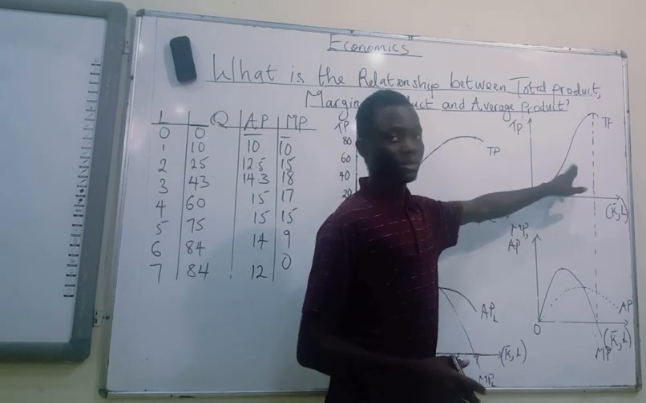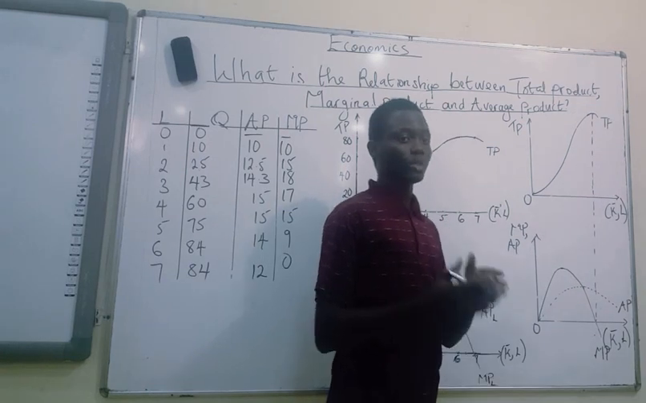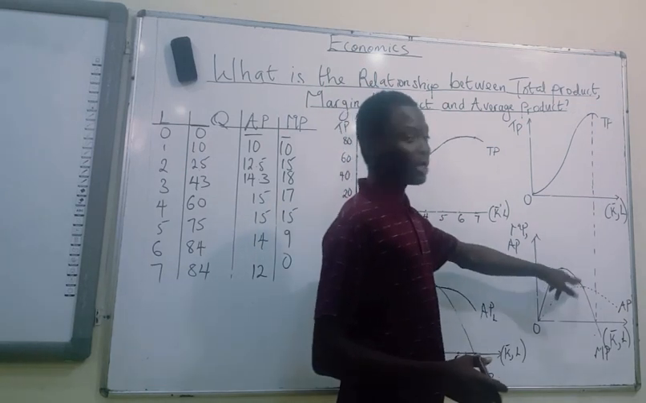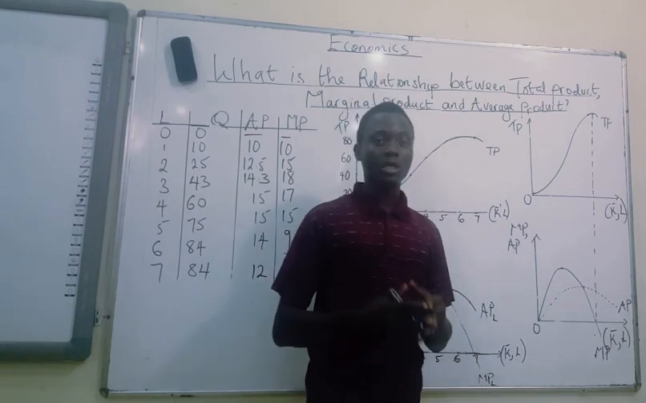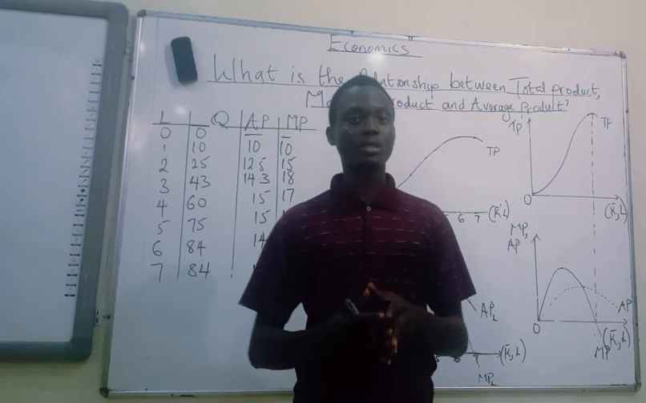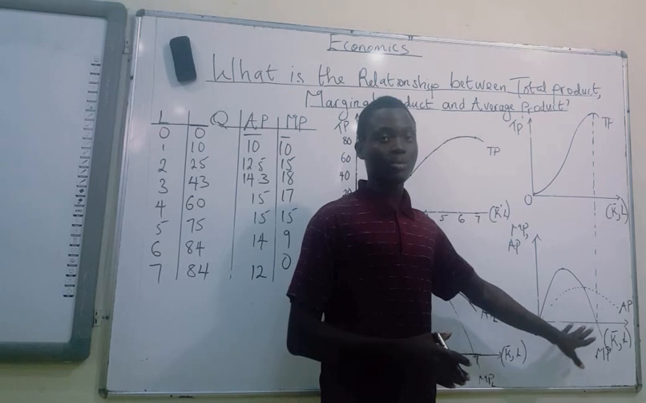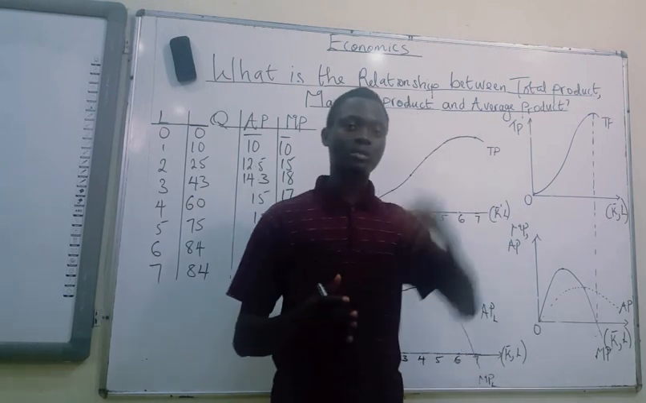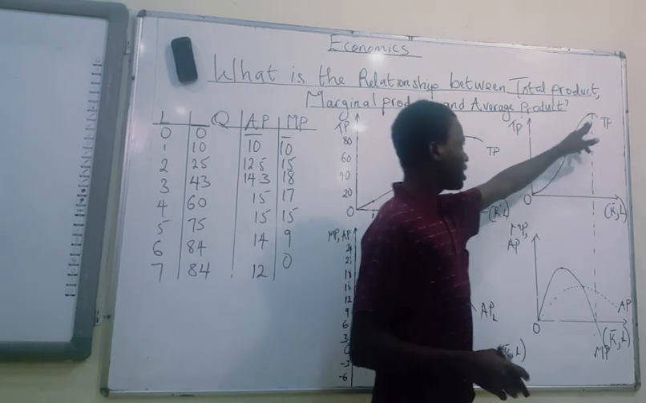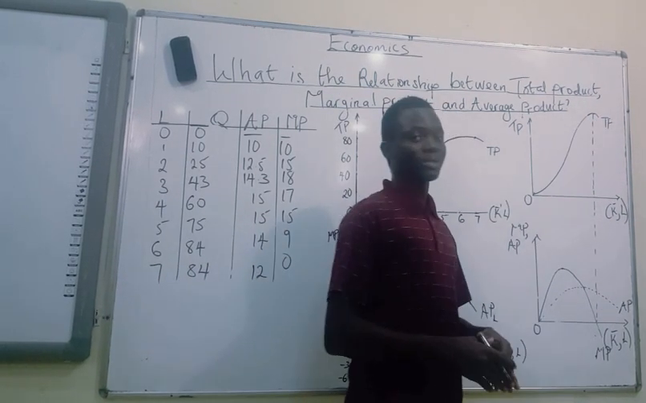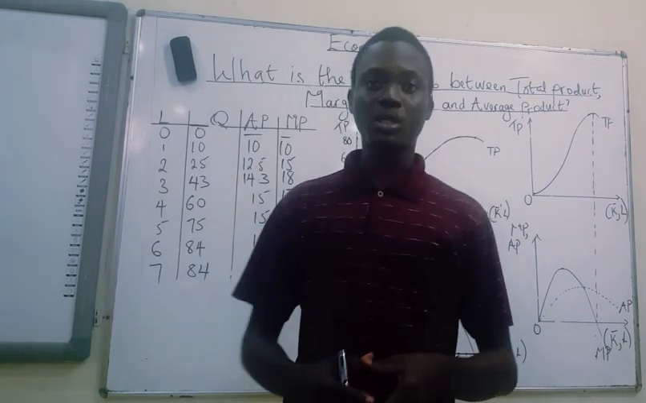So we have total product rising very fast, then it gets to a point where it starts to rise slowly, and at that point our marginal product is decreasing. That is, when an additional laborer is employed, the contribution of that laborer to the total product is smaller than what the previous laborer added. Then we have this particular point, which happens to be the maximum point. The maximum point is where the marginal product is 0.